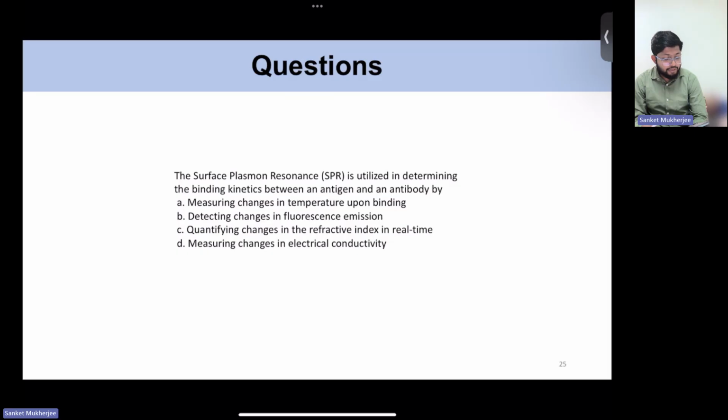Surface plasmon resonance is utilized in determining the binding kinetics between antigen and antibody by measuring the changes in temperature upon binding, detecting change in fluorescence emission, quantifying changes in the refractive index in real time, or measuring changes in the electrical conductivity. We actually quantify the changes in refractive index. Electrical conductivity or fluorescence is not measured. Not even the temperature is measured. For temperature, we require ITC, not temperature, but the energy change.